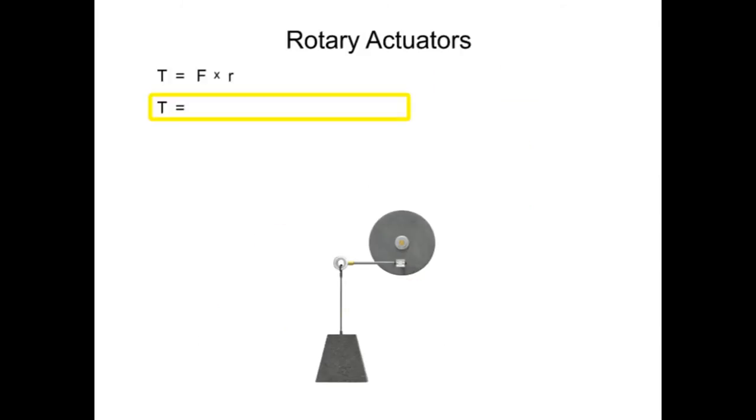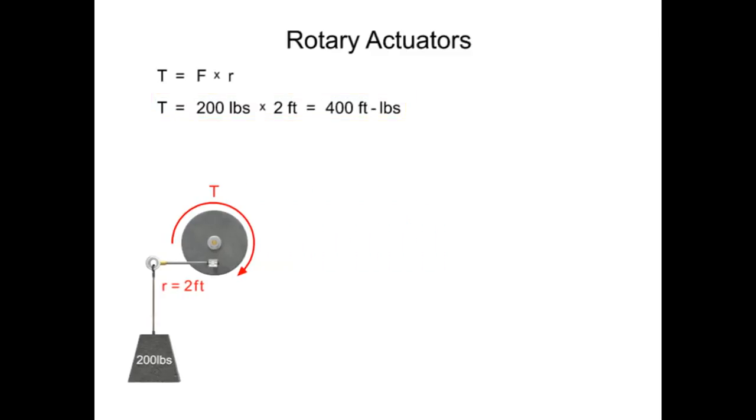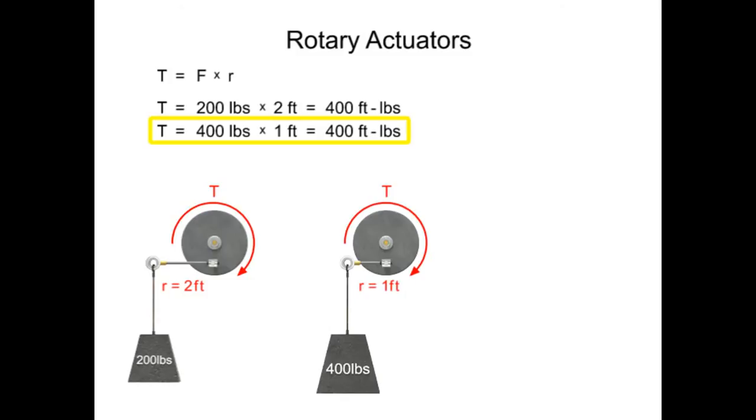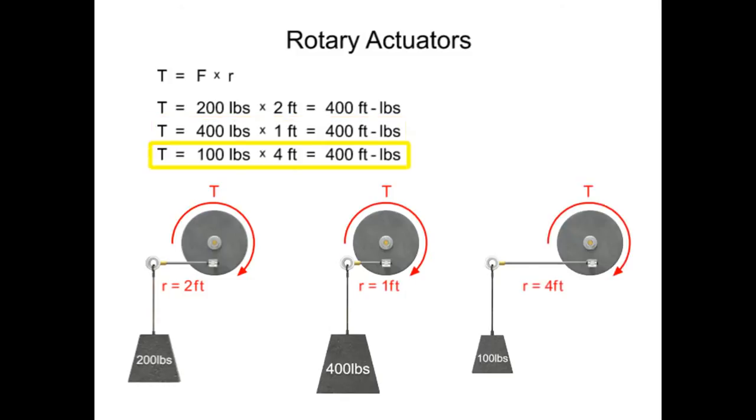For example, if a rotary actuator with an arm length or radius of 2 feet were used to lift a 200-pound weight, then the resultant torque required to accomplish the work would be 400 foot-pounds. Due to the way in which it is calculated, there are an infinite number of possible system configurations that would also yield a torque equal to 400 foot-pounds.